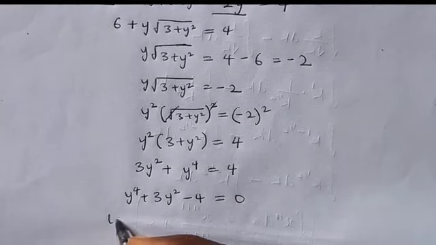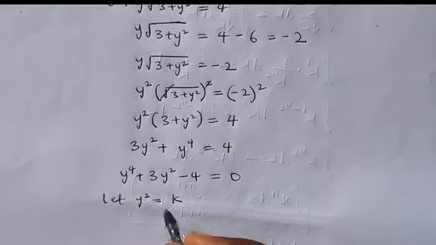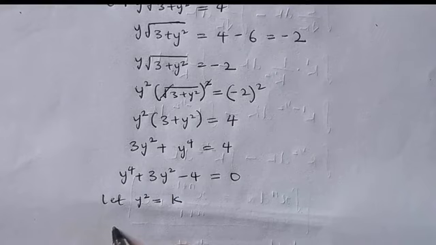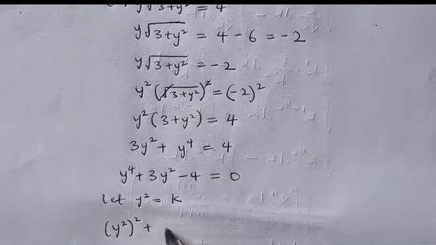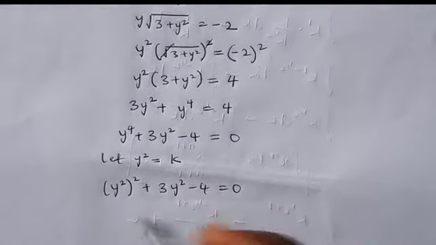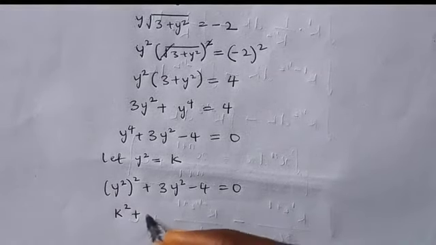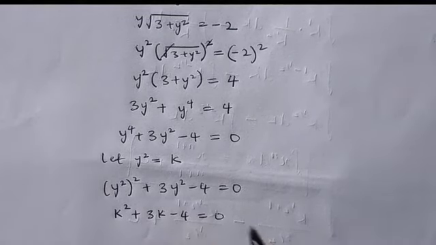Now, let y² equal k. So by substituting this, this can be split to (y²)² + 3y² − 4 = 0. Therefore, this will now become k² + 3k − 4 = 0.